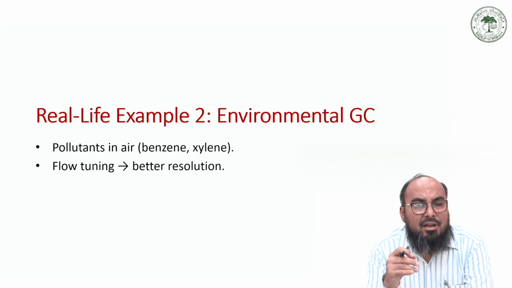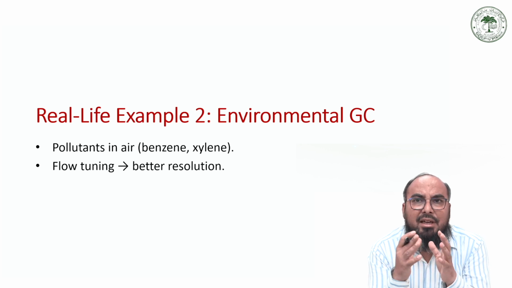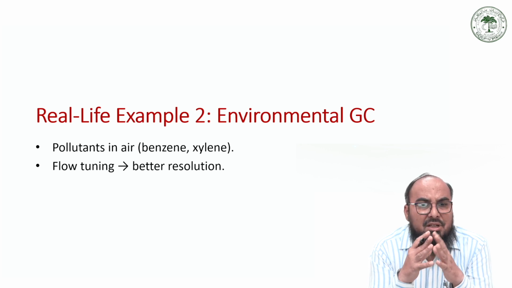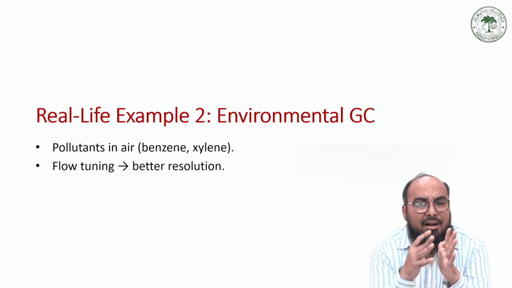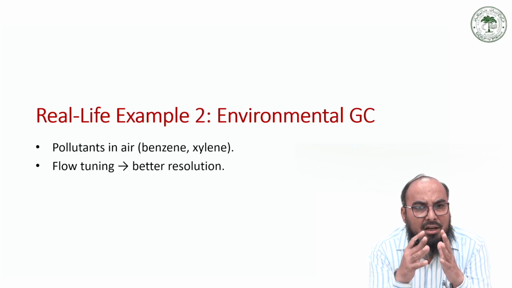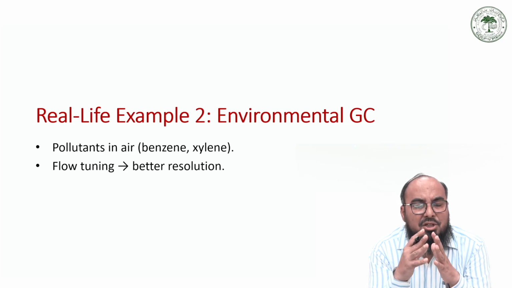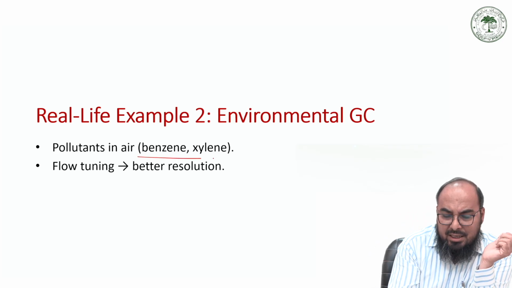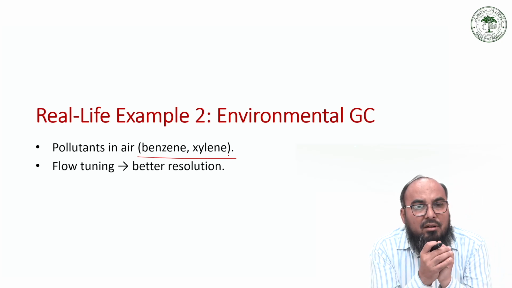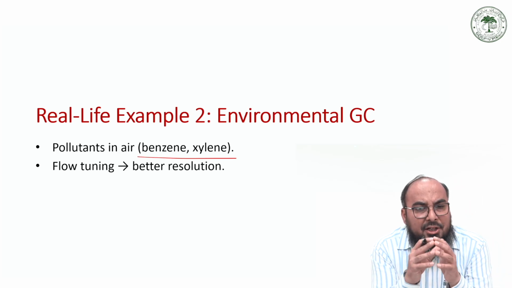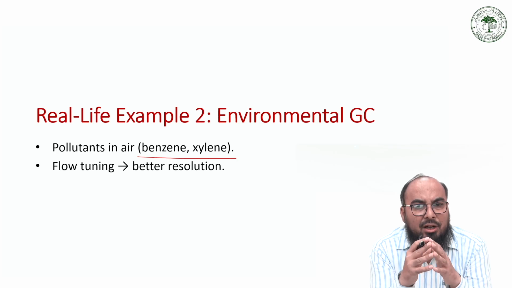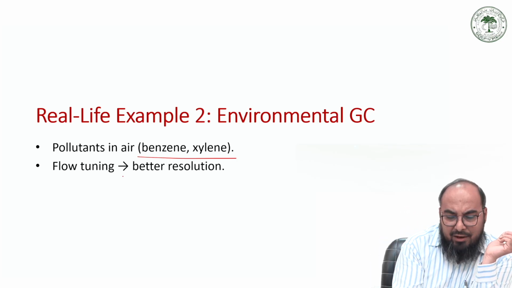Now another example is the assessment of air quality. For example, we can check various pollutants, the presence of various gases like sulfur dioxide, nitrogen dioxide, and other nitrogen compounds in air by running our sample through an environmental gas chromatograph. We can check certain organic compounds like benzene and xylene, which are very harmful. Similarly, we can tune our column, we can tune our flow rate so as to have a better resolution.